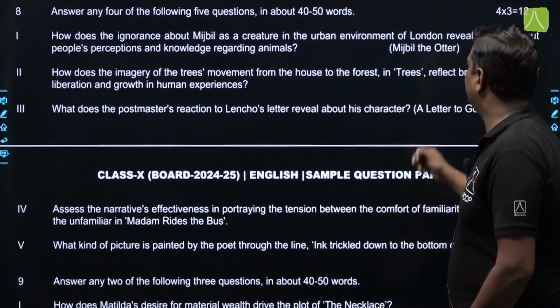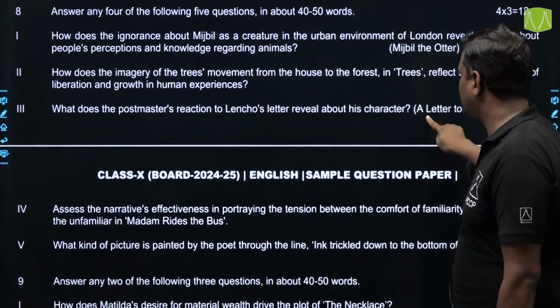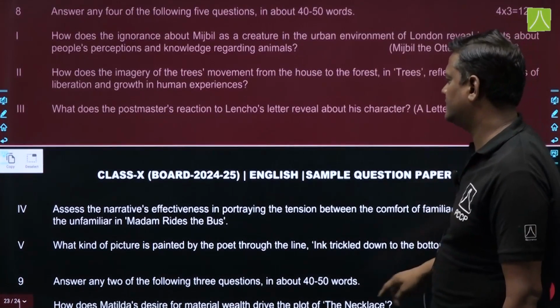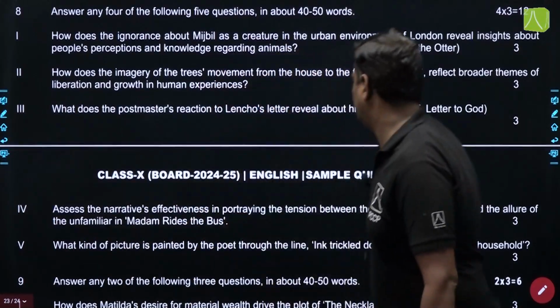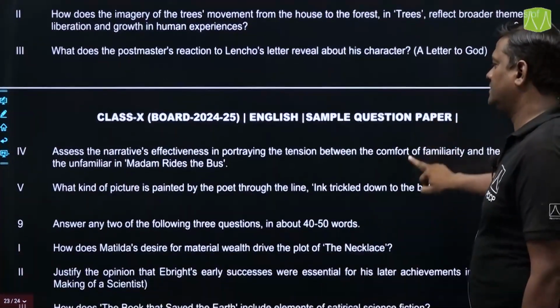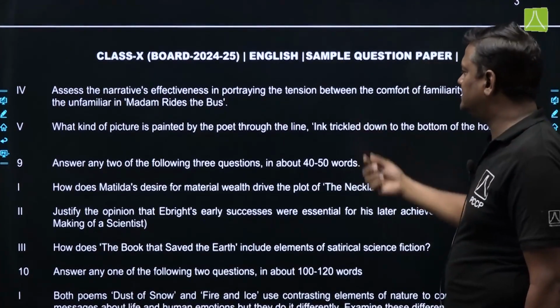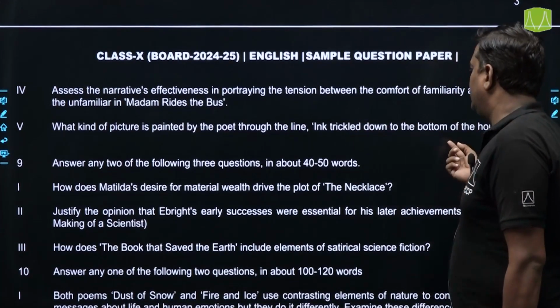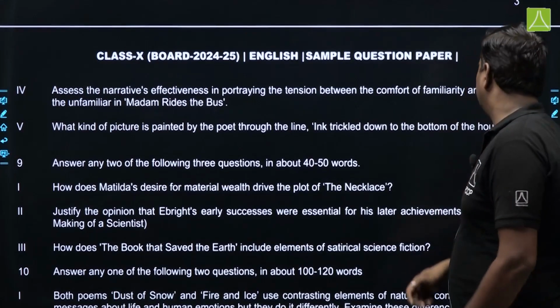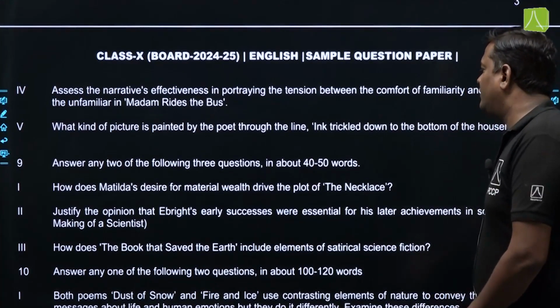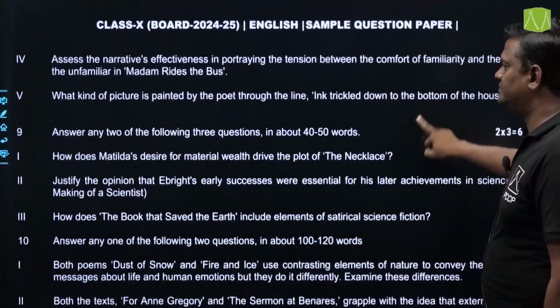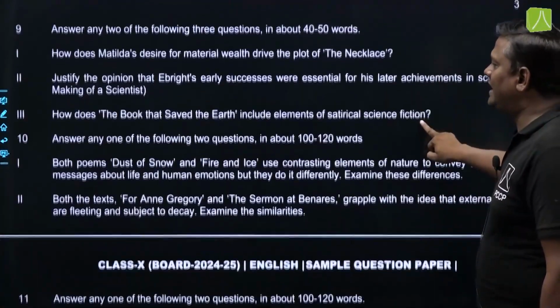Like questions are given from Miss Will the Author, A Letter to God. Madam Rides the Bus. And this question is from the poem Tale of Custard the Dragon. Then we will have questions.